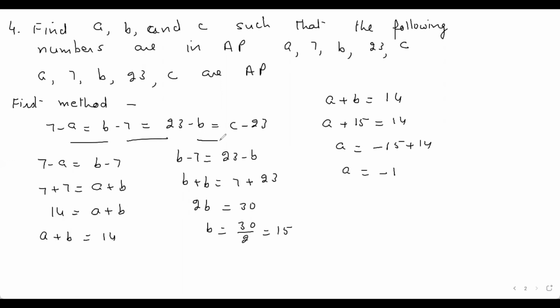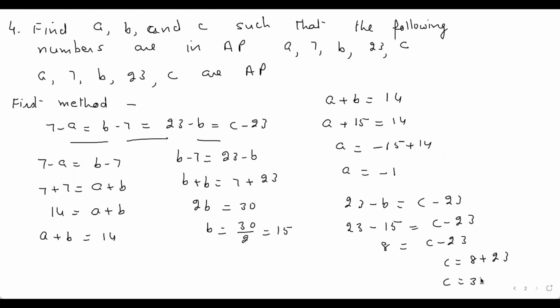Now take the third one. 23 minus B is equal to C minus 23. Now 23 minus 15, value of B is 15, is equal to C minus 23. It means 8 is equal to C minus 23. So C is equal to 8 plus 23, that is C is equal to 31. So I am to find the value of A, B, C. So A is equal to minus 1 and B is equal to 15 and C is equal to 31.